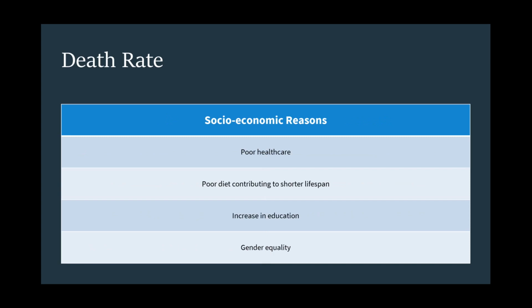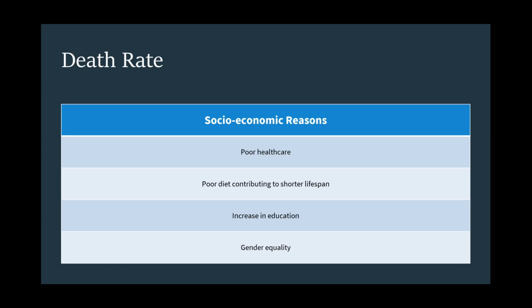Moving on to the death rate reasons. So there's socioeconomic reasons, poor healthcare. So if you get ill or you get maimed or injured, if you don't have the healthcare in place to help you, it means your rehabilitation process could potentially not work out very well for you and you might end up dying. Poor diet, I've already kind of mentioned that point earlier.